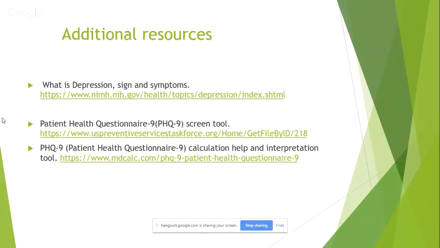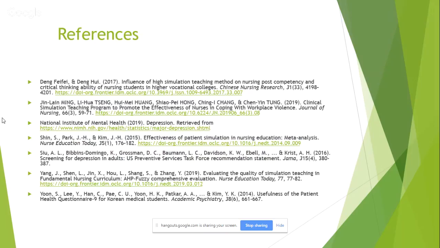These are my additional resources that could help the learners in understanding depression signs and symptoms from NIH, the PHQ-9 screening tool from the US Preventive Services Task Force, and the PHQ-9 calculation to help interpret and diagnose. These are my references, and thank you very much.